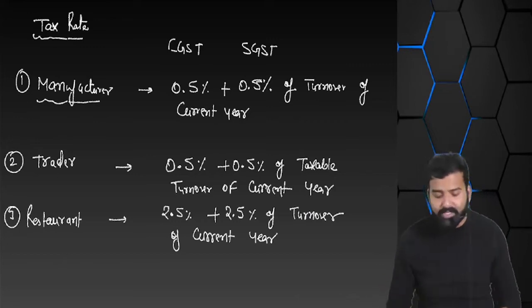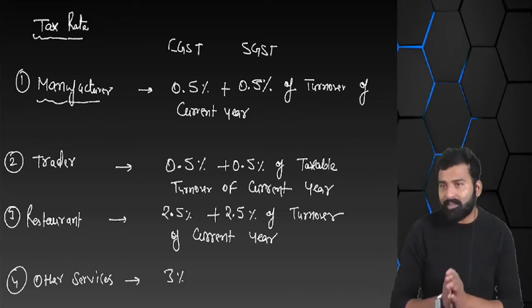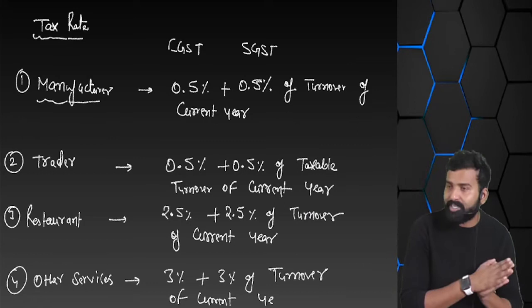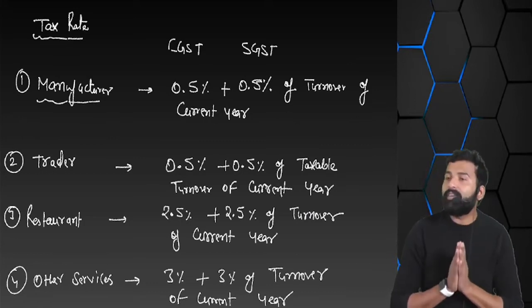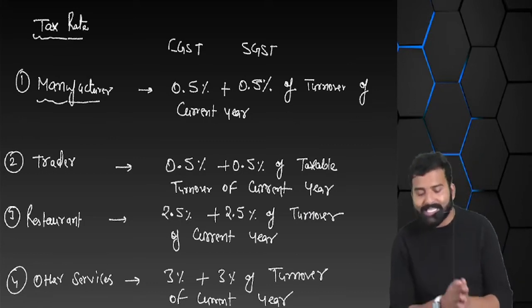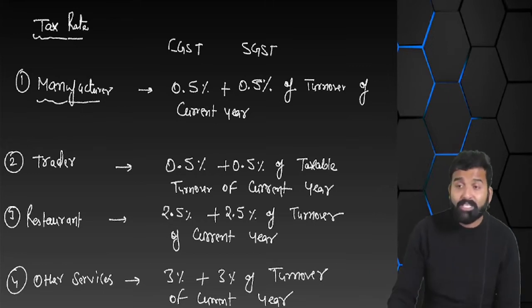Restaurant can pay 5% of the turnover, and for other service providers, the limit was 50 lakh rupees. For other service providers, the rate of tax is 6%, 3% CGST, 3% SGST. So this is very important. These are the rates of the composition scheme.